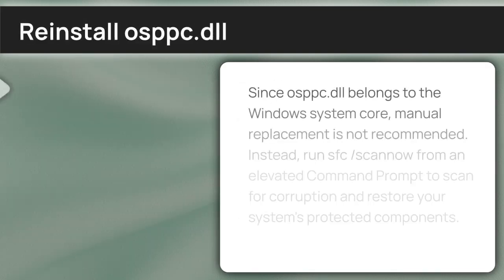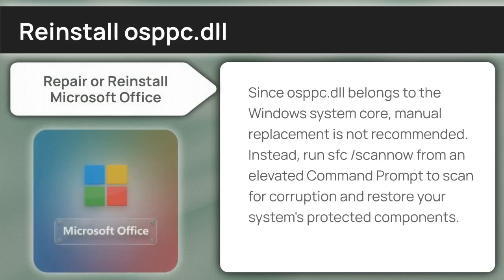Since Office Software Protection Platform Client DLL belongs to the Windows System Core, manual replacement is not recommended. Instead, run sfc /scannow from an elevated command prompt to scan for corruption and restore your system's protected components.